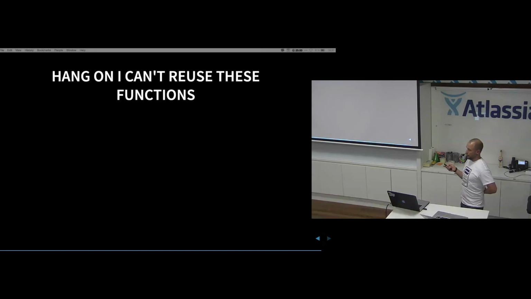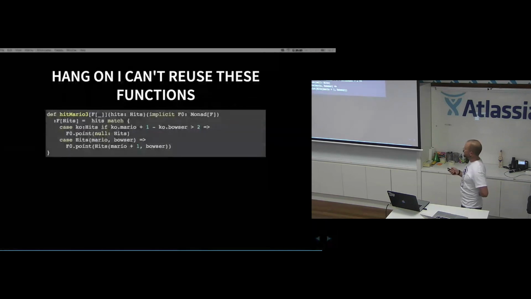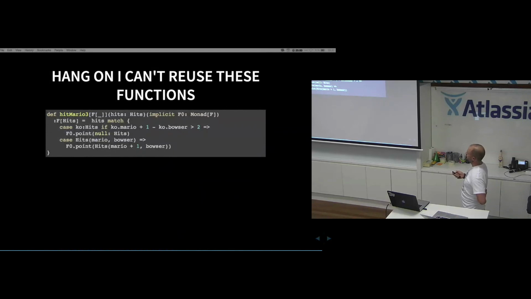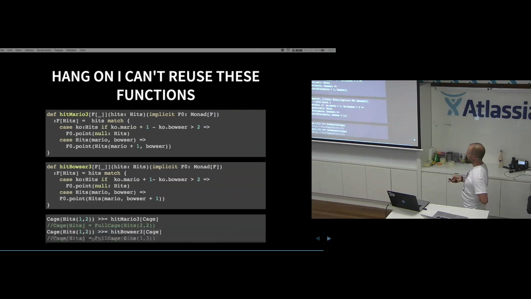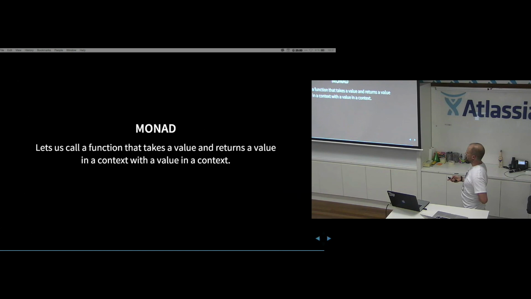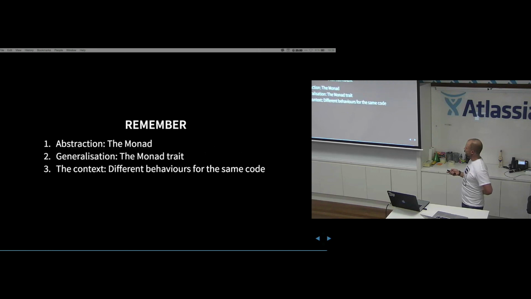But hang on, I can't reuse these functions. I've been saying all the way through that the whole point of this is that I can reuse the functions. So here's my attempt of reusing the function. If I pass an implicit monad f, now I can use the point function to promote it into a context, and it works like that. So monad lets us take a function that takes a value and returns a value in a context. So the abstraction is the monad, the generalization is the monad trait, and the context is different behaviors for the same code.